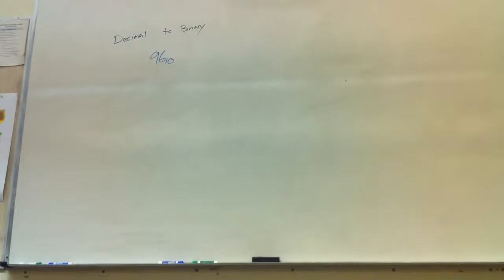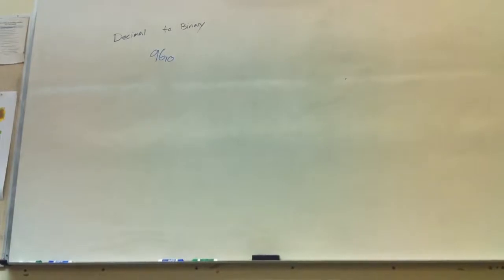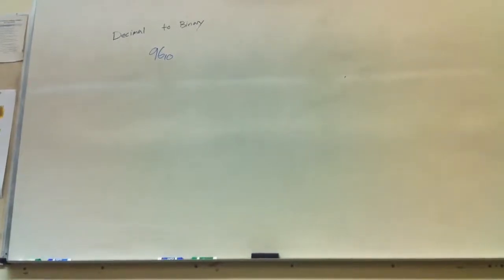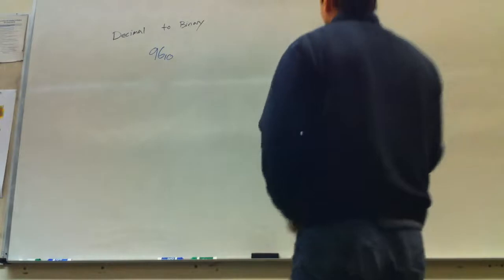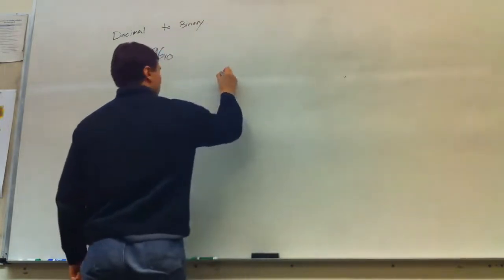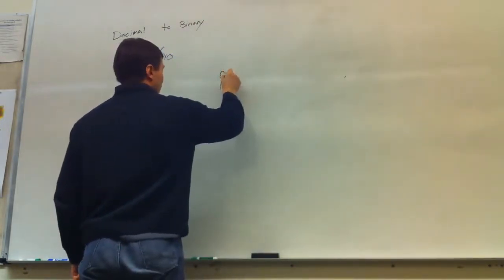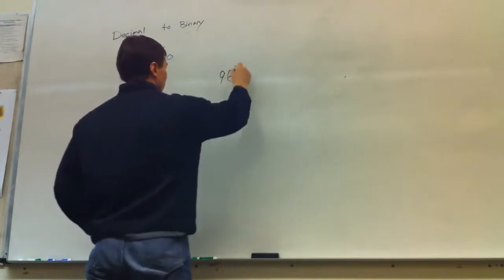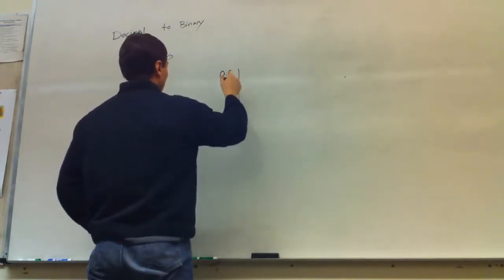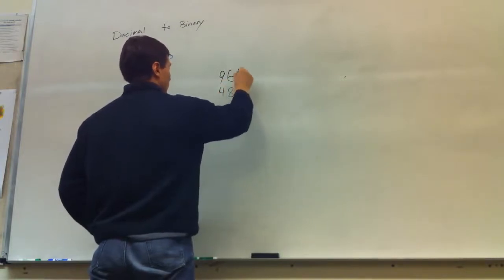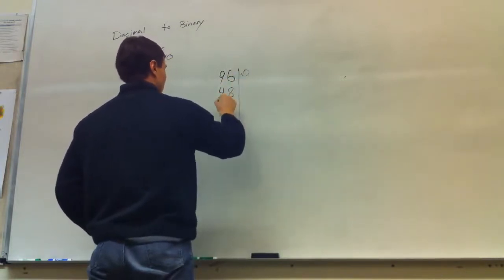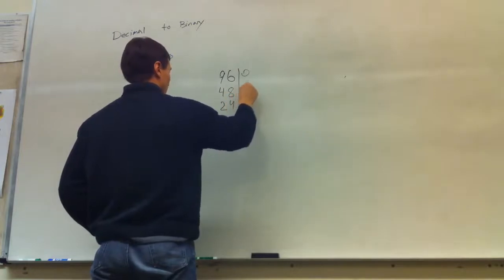Who has it? Who wants to come up and do it? You already did one, that's no different. Who wants to do it? Okay, go ahead and show your work. So we divide by 2, we get a remainder of 0. Divide by 2, we get 1, 0.